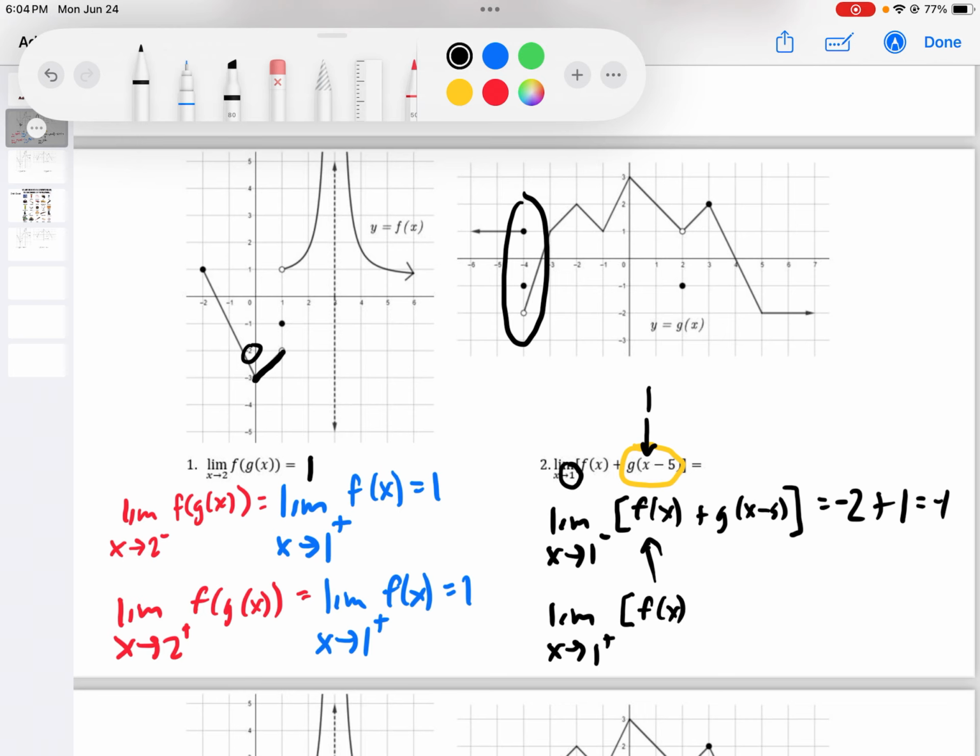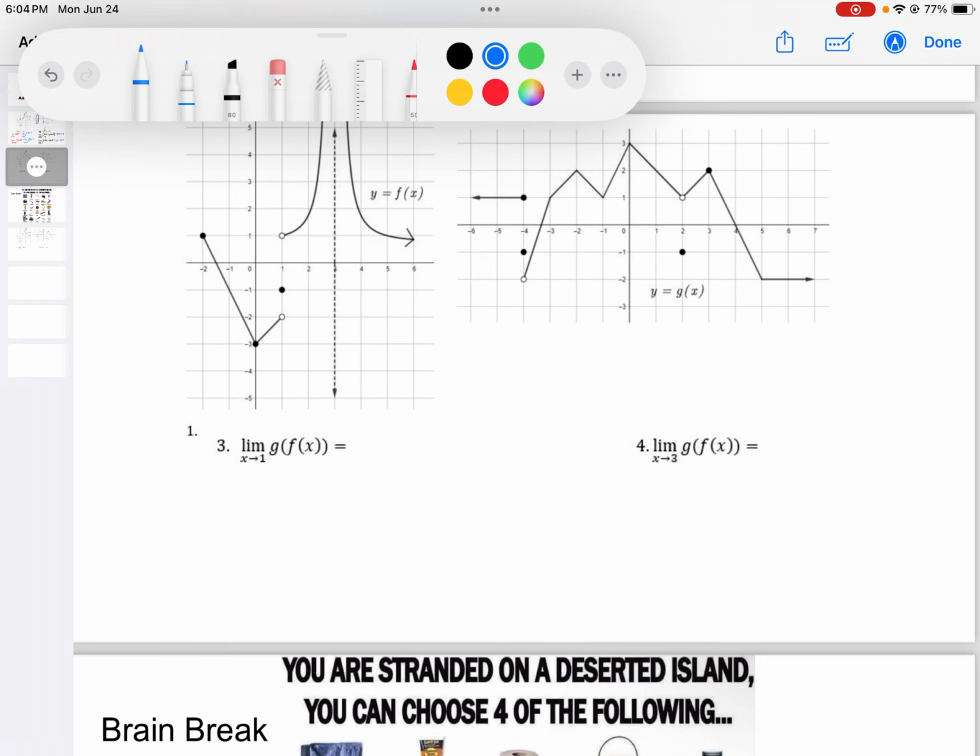All right, the limit as x approaches 1 from the right of all this stuff. Okay, 1 from the right for the f function, pretty straightforward. 1 from the right, that y value is 1. As it's approaching -4 from the right, that y value is -2. So I've got 1 plus -2, which is still -1. Those agree. So that is the double-sided limit.